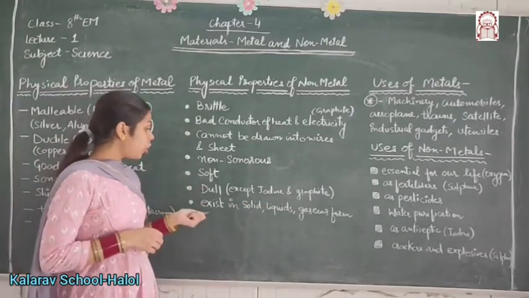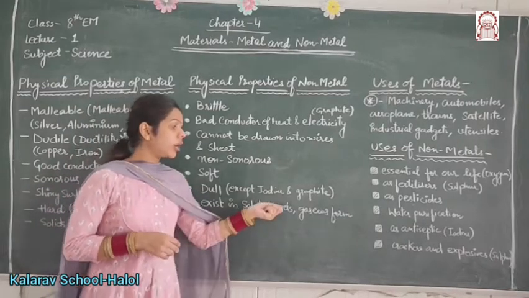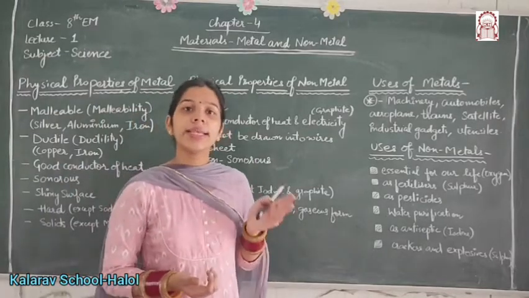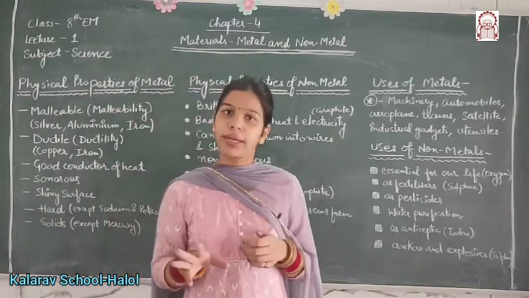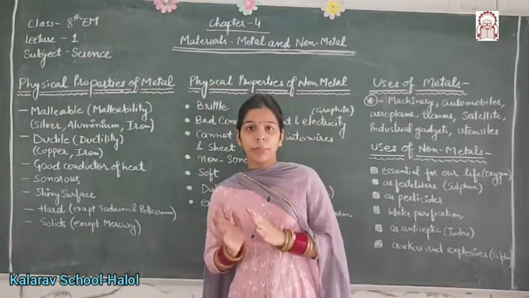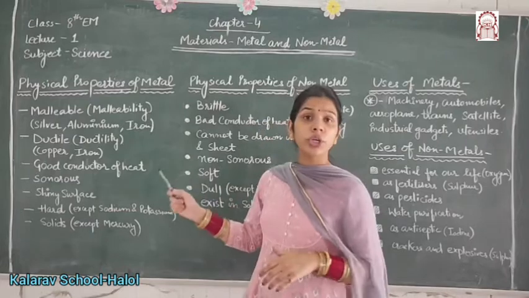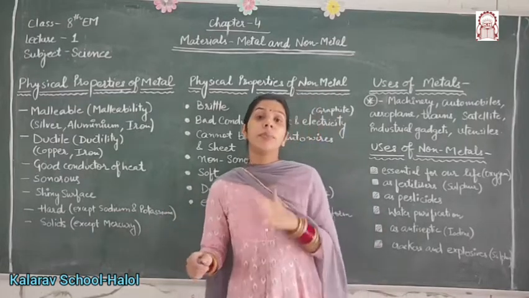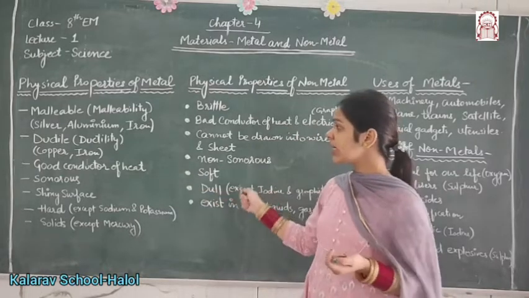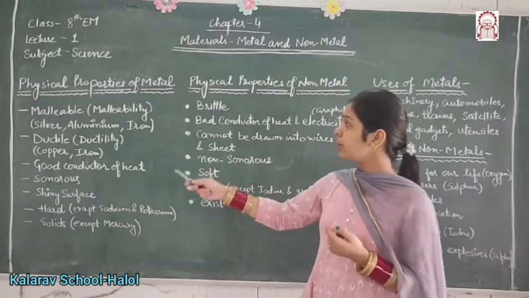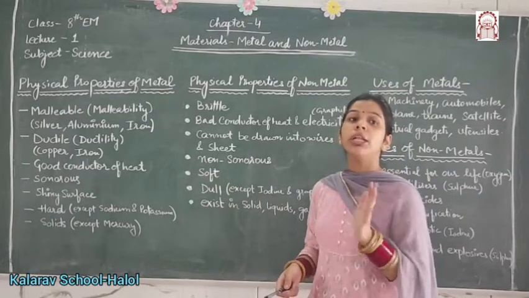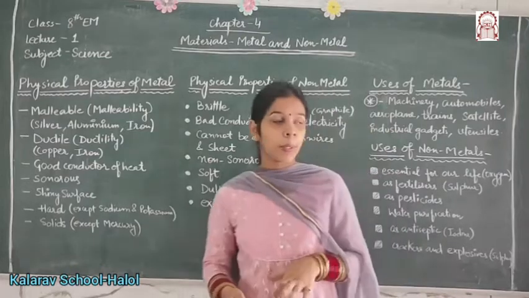Next, non-metals exist in solid, liquid as well as gaseous form. So non-metals exist in all the three states of matter. So here are the physical properties of metals as well as non-metals. It will be helpful for you to differentiate between metals and non-metals on the basis of physical properties. As I wrote on the blackboard, you can easily differentiate between metals as well as non-metals on the basis of their physical properties.